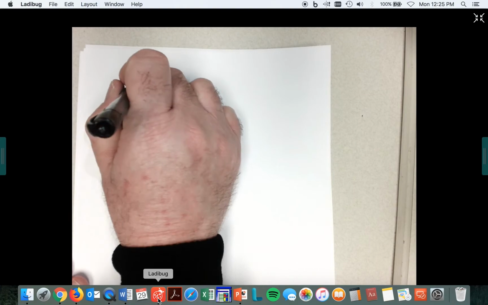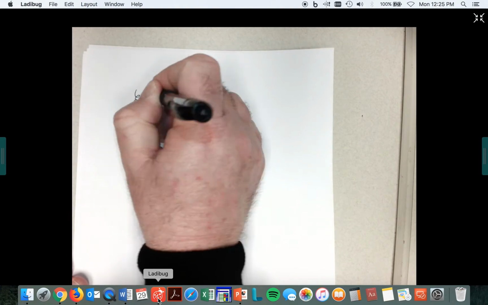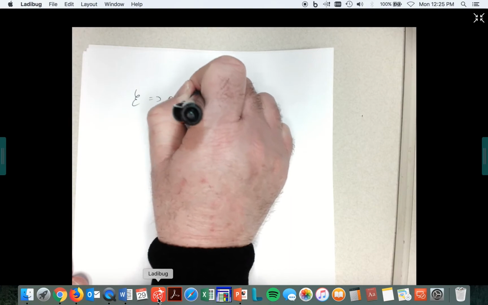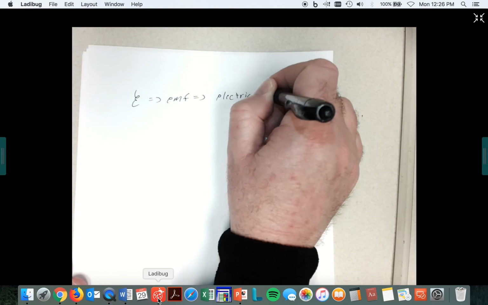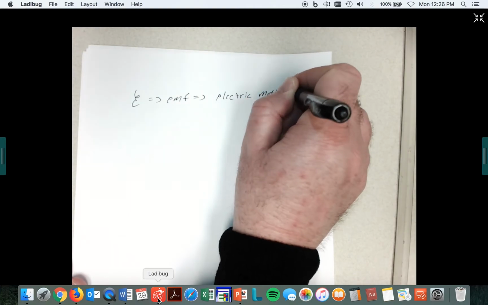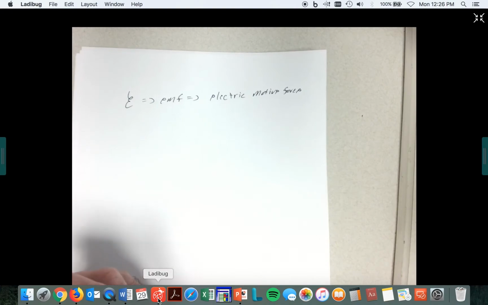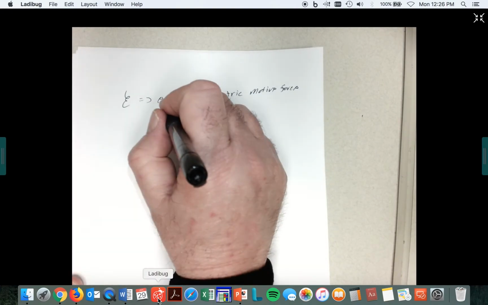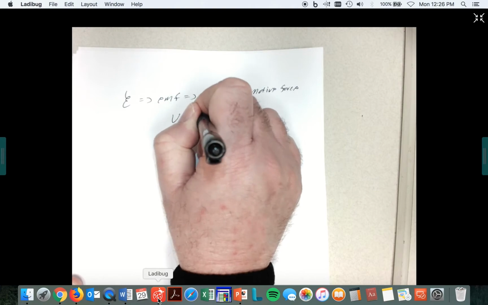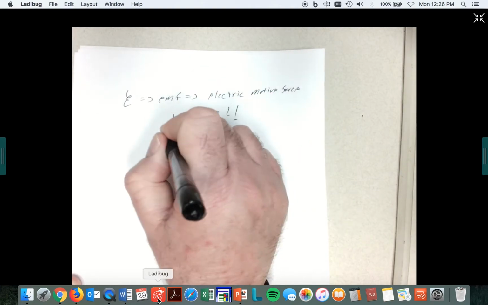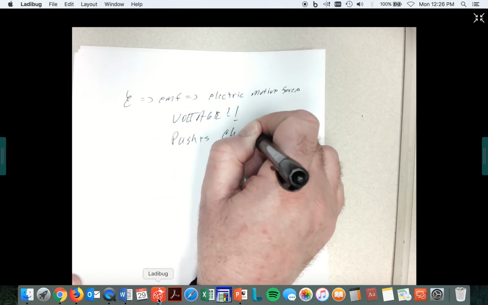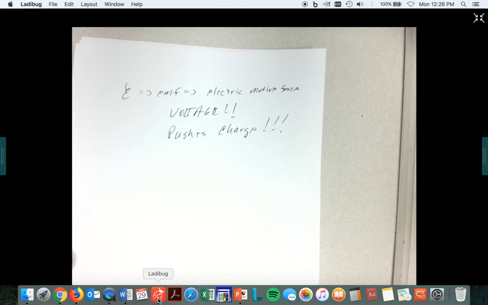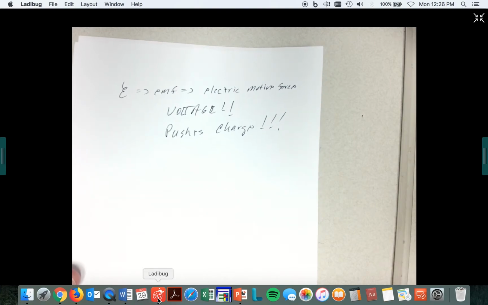So we've got this fancy thing called E, the EMF. You hear about the EMF, and we call it the electromotive force. What the heck? The EMF. All it is is voltage. That's all it is. You know what it does? It pushes charge. That's what it does. It pushes charge through that wire.